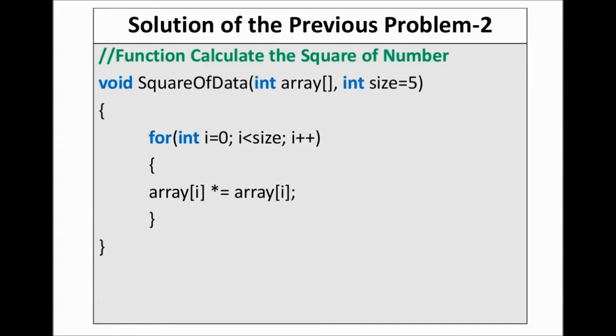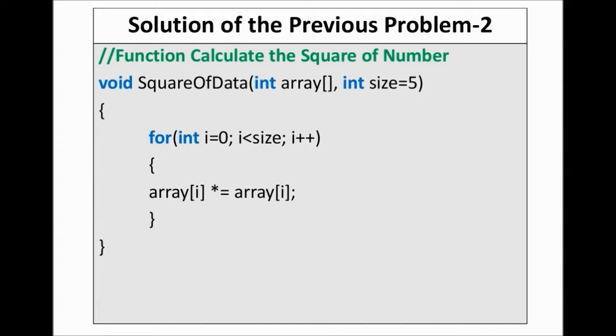Same problem, the second function. To declare second function we use void scaleData, int array and int size 5, as we enter 5 values in that array. So here again we use the same parameter with the same value 5, and this time this calculates the scale of every element in the array.